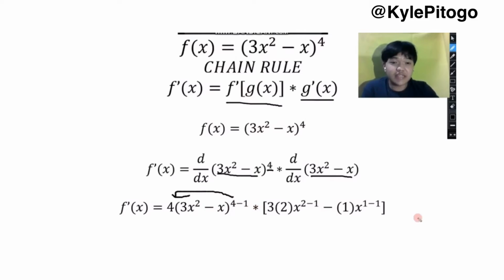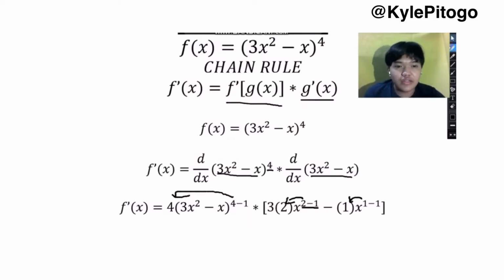Times the inside rule, which is here. Follow the power rule also. Bring down 3 times 2, x raised to the power of 2 minus 1, following the power rule, subtracting 1 from n. And we're going to apply the power rule here also to explain it more. Bring down the 1 while x raised to the power of 1 minus 1. Any number with the power of 0 is equal to 1. Therefore, 1 times 1 is equal to 1.